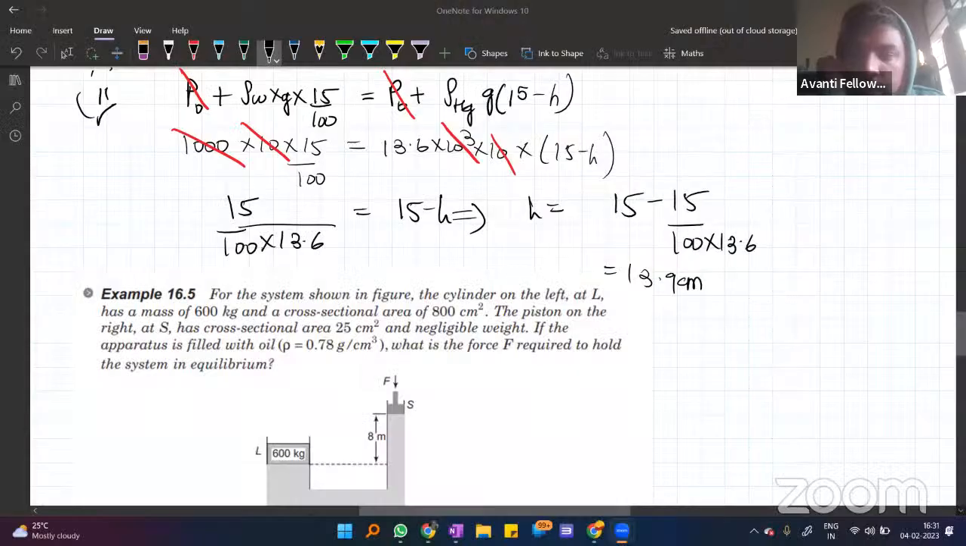Okay. I don't know what is happening today, but the internet is fluctuating a lot. Hopefully, I'm visible and the screen is also visible.